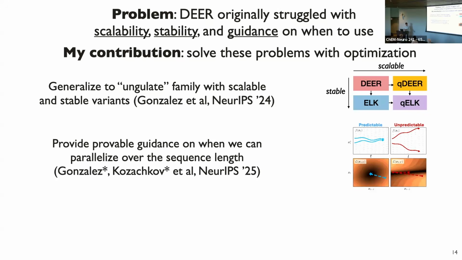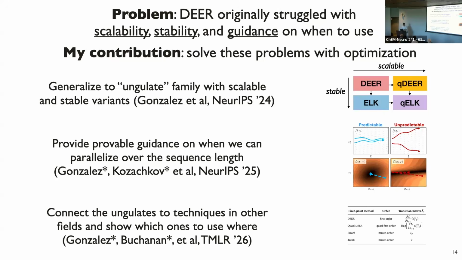Secondly, once we've made it scalable and stable, there's a natural question: when will this actually give us speedups? So again, borrowing from the optimization toolbox, I provide provable guidance on when this iterative approach will converge quickly. What types of dynamical systems can we parallelize, and what types can we not? And then finally, I'll not only connect our ungulate family to other techniques, I will provide guidance on which members of our family to use in what settings.